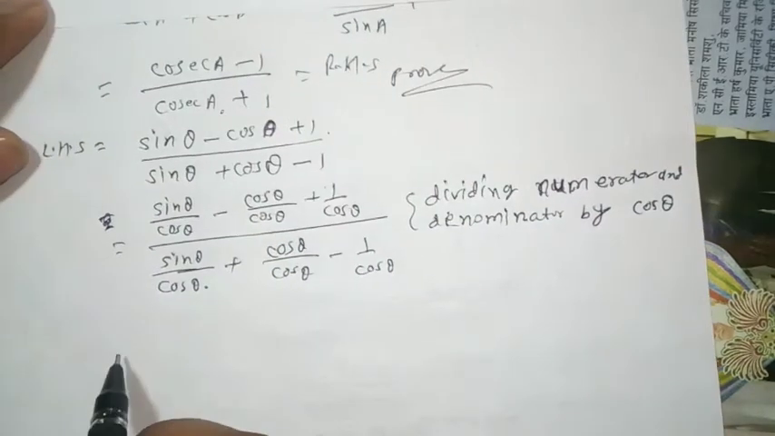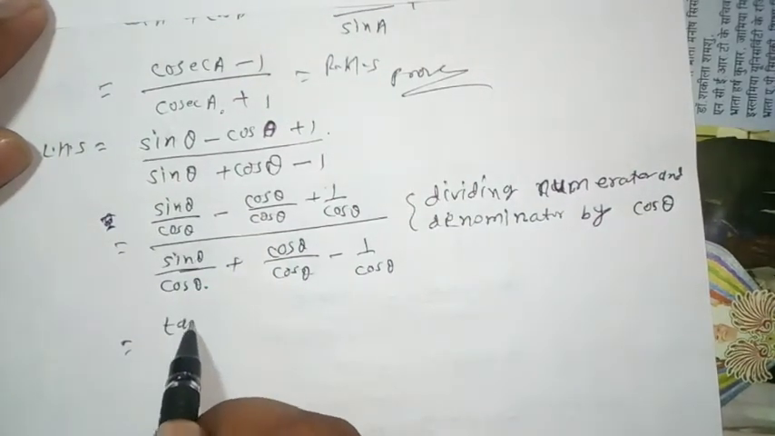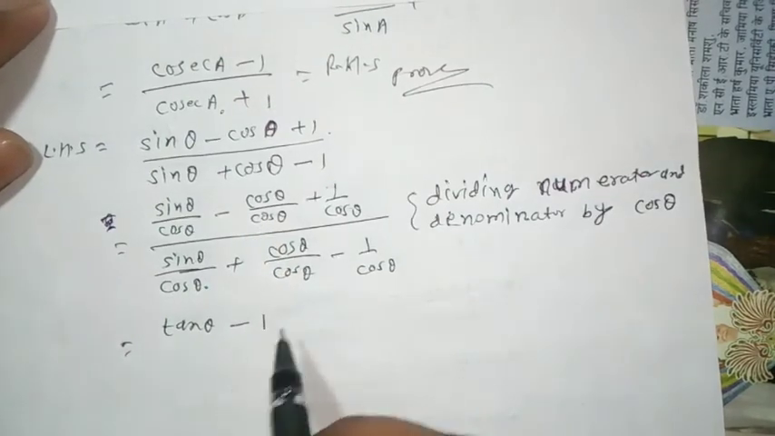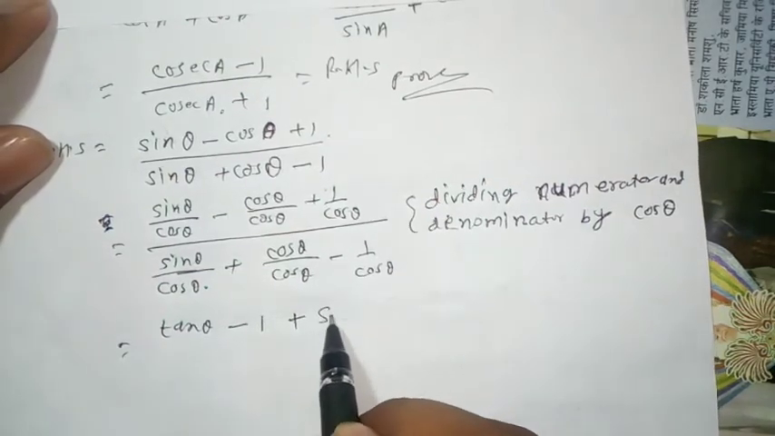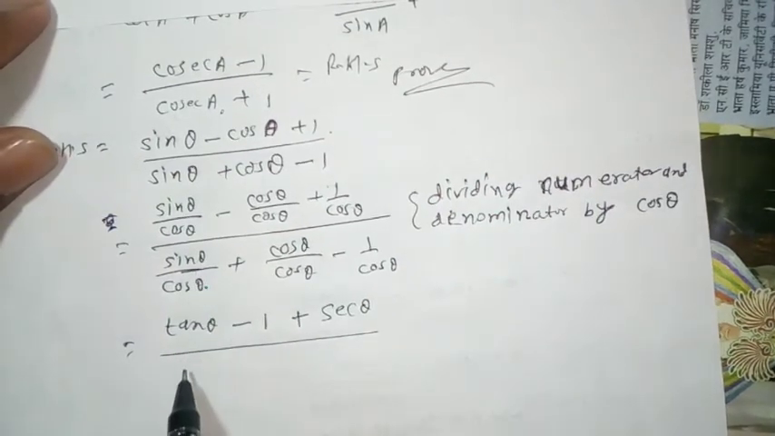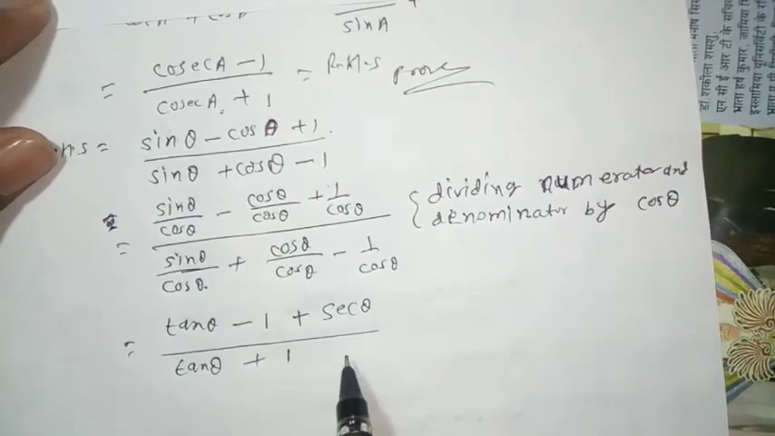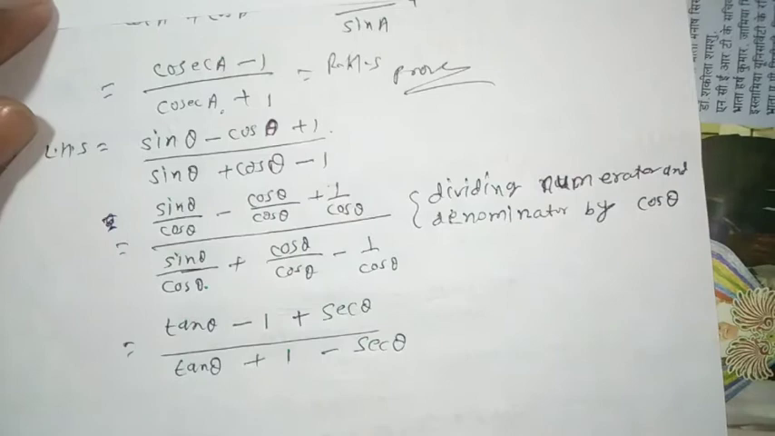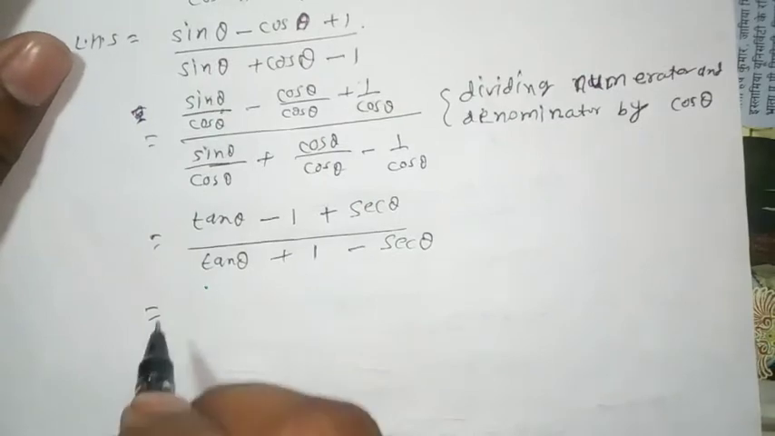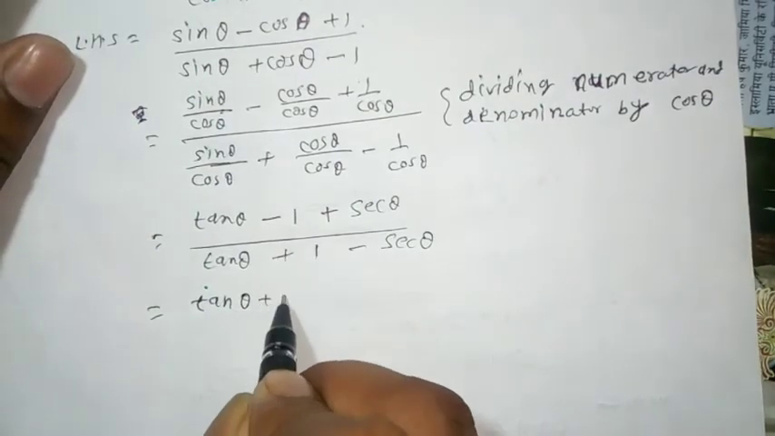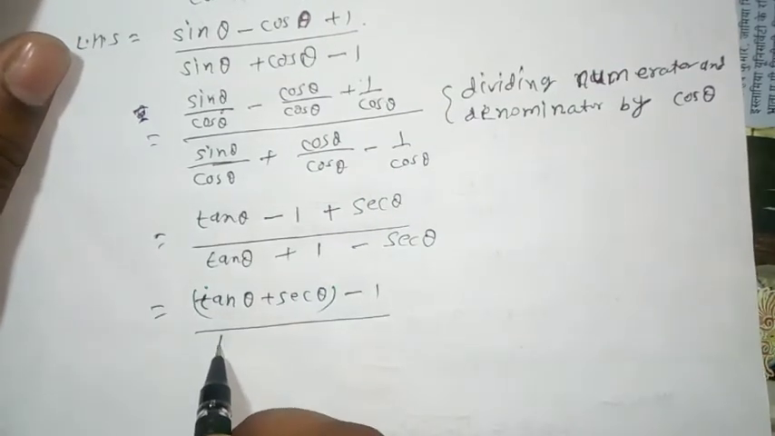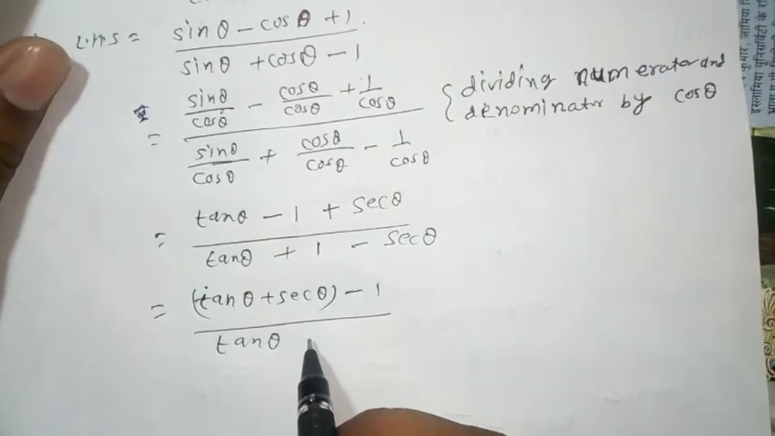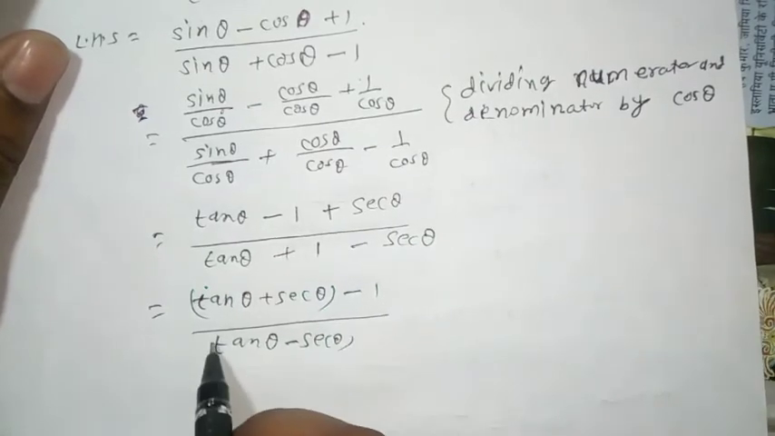by cos theta. So sin theta by cos theta is tan theta, cos theta by cos theta cancel, only 1, and 1 divided by cos theta gives sec theta. So we get tan theta plus 1 minus sec theta in the numerator, and the same way the denominator. Okay, rearrange. Then tan theta plus sec theta minus 1 by tan theta minus sec theta plus 1.